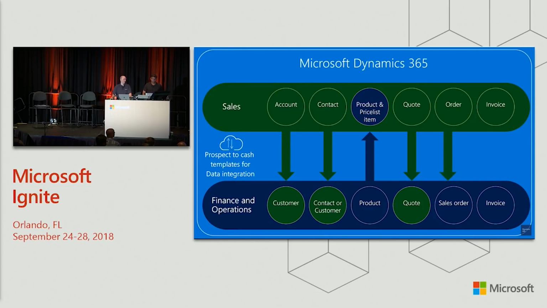For sales order, you can create sales orders in sales and synchronize them to finance and operations. Once activated, they will flow to finance and operations. Updates on the existing sales orders and all new sales orders from finance and operations will be synchronized back to sales, which keeps the seller updated about fulfillment and order status.